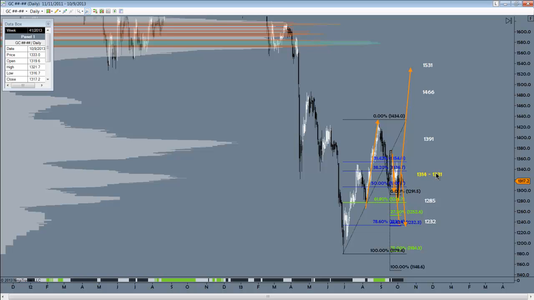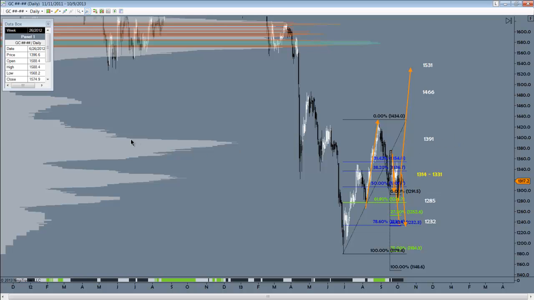So over 1331, the next real key price point to watch is 1391. Outside of testing resistance swings, etc., 1391 is really the big one. If the bulls can break over that, 1466, and then that big ratio projection I showed you comes in at 1531. So those are the three price points above where we are to watch, with the trigger being over the 1330 zone. It could be 31 to 37.